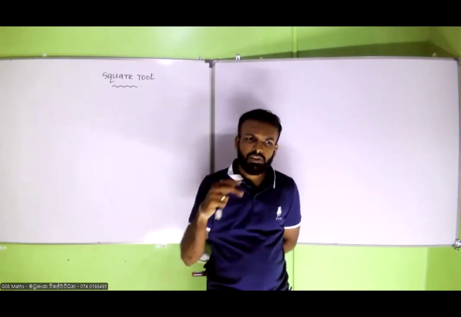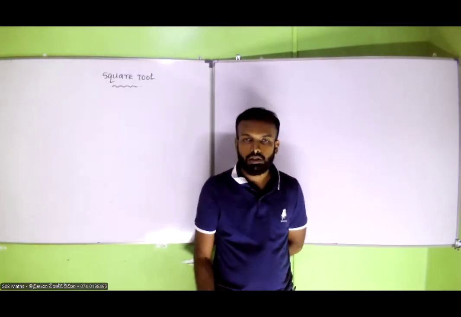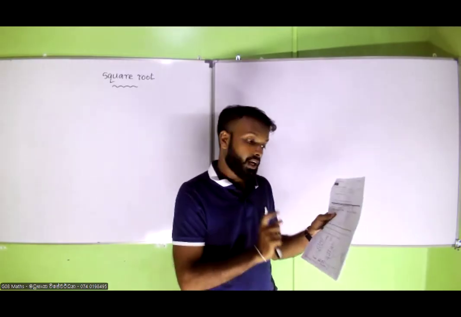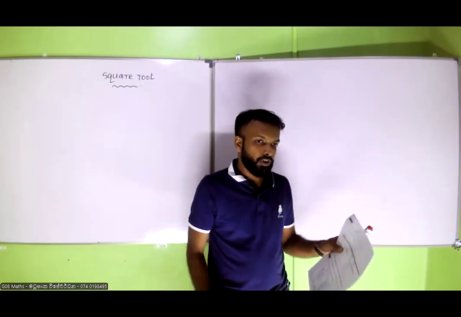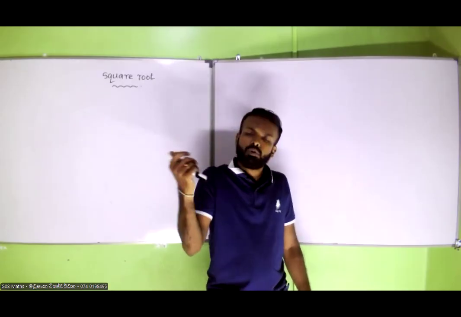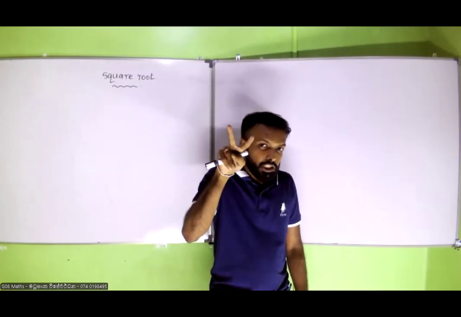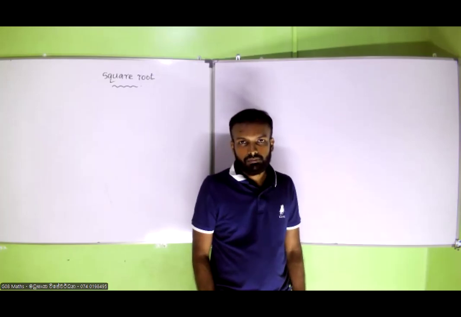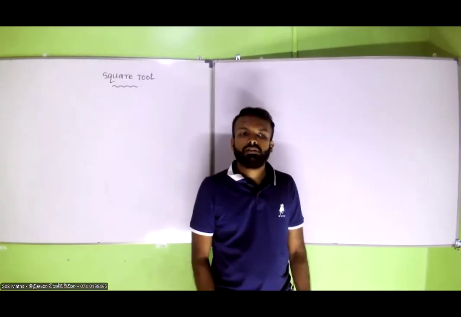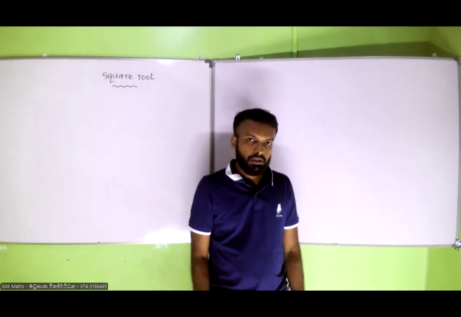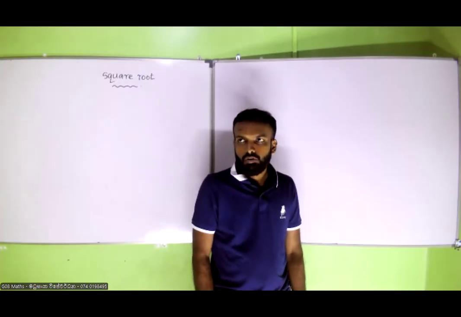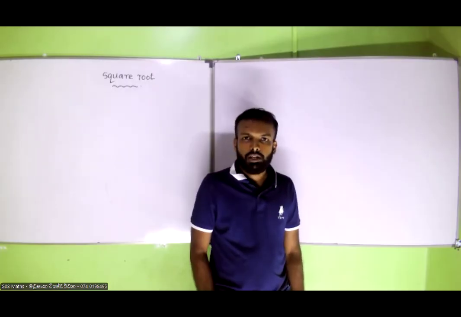Observation means we are going to see and tell the square root. Something like that we are going to do here. So we are going to observe what? There are two digits that we need to observe. The first digit is the units place. The other digit is the tens place. We are going to compare those two in order to get the answer.